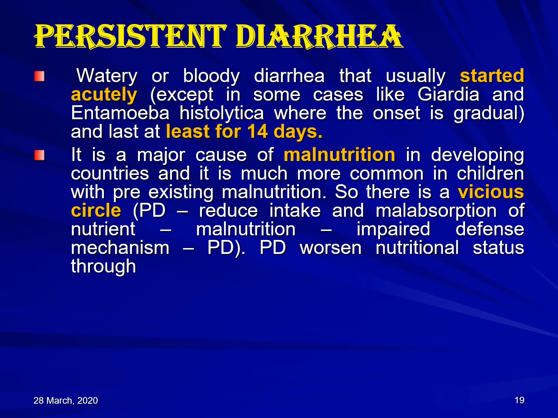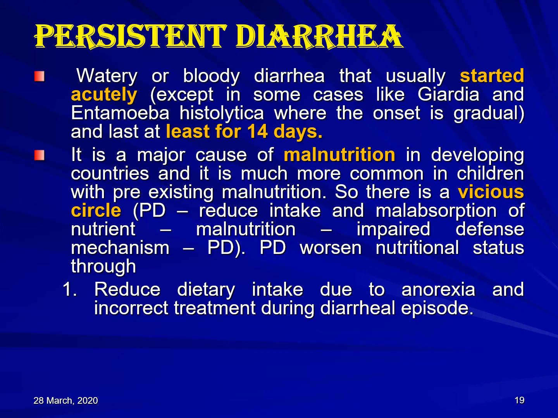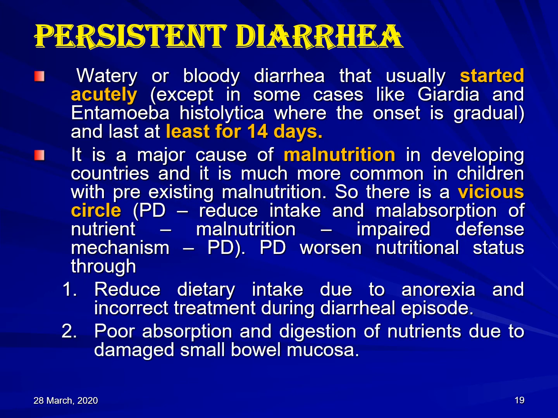Persistent diarrhea worsens the nutritional status. So why does persistent diarrhea lead to malnutrition? By reduced dietary intake because of anorexia and incorrect eating during the diarrheal episodes, and poor absorption and digestion of the nutrients due to the damaged small bowel.